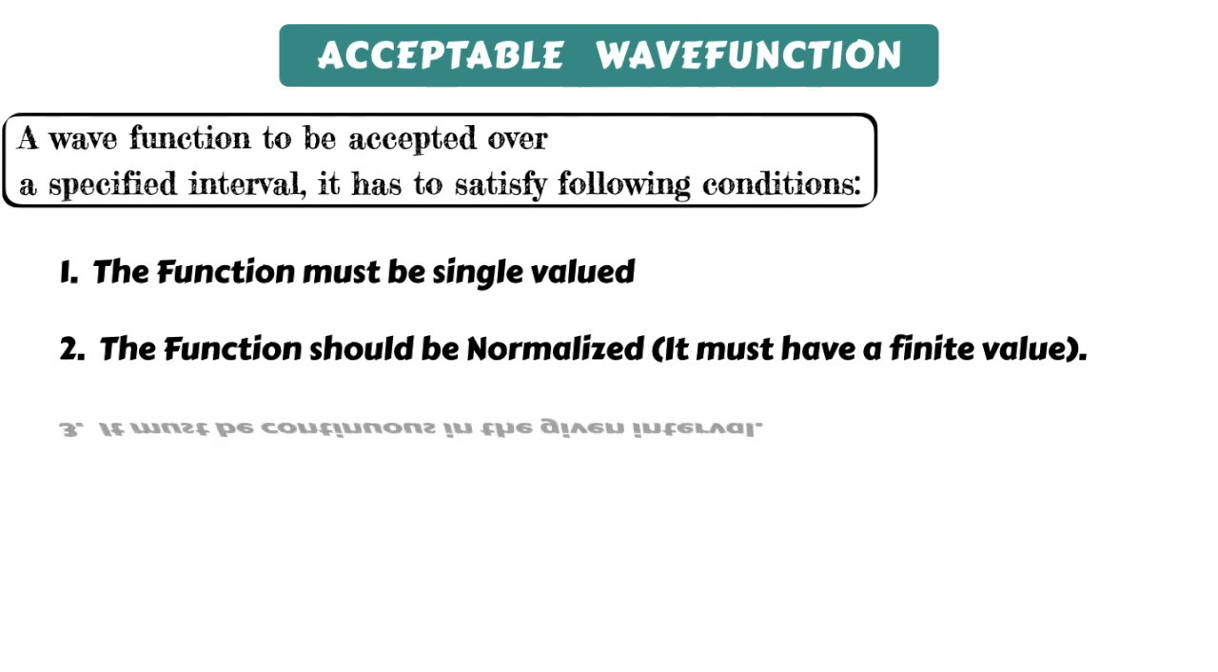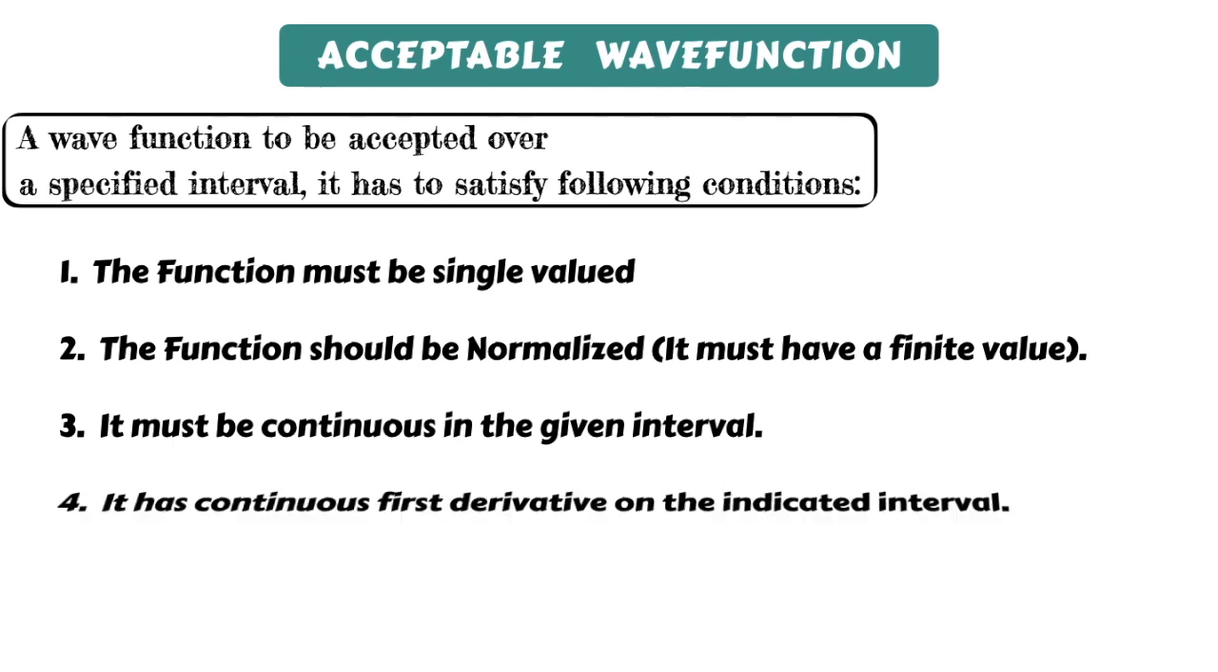Okay. Then the third thing is that it must be continuous over a given interval. So for a given interval where you are trying to find your wave function, it has to be continuous. That interval can be of time or of space, that means of direction. Okay. So 3 points till now. First, it must be single valued. Second, it must be finite valued, or normalized. And the third is that it must be continuous.